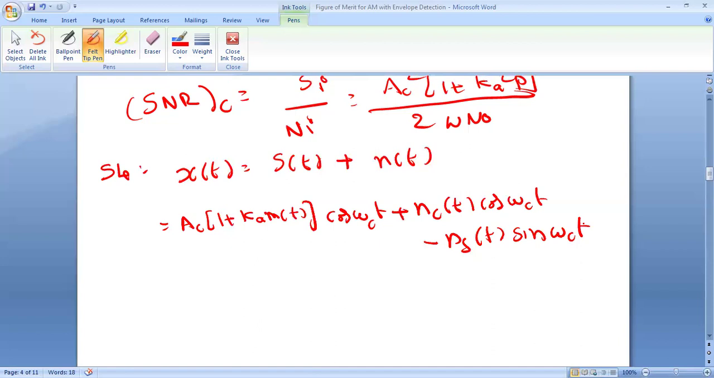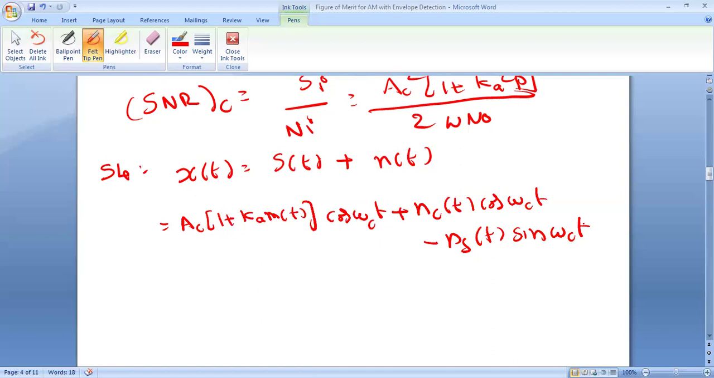If you observe carefully, it consists of AC into (1 plus Ka m of t) cos omega ct corresponding to the message, whereas nc of t cos omega ct minus ns of t sin omega ct corresponds to the narrowband noise component. w of t at the input is wide band noise, and n of t at the output of the IF section is narrowband noise.